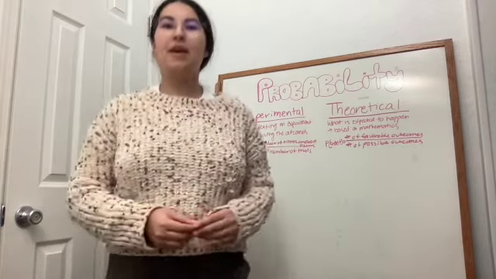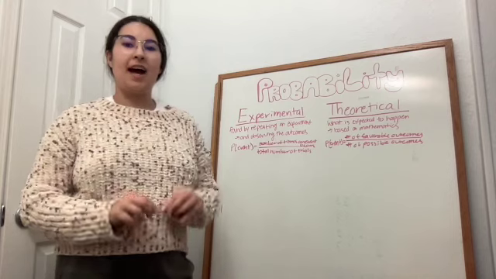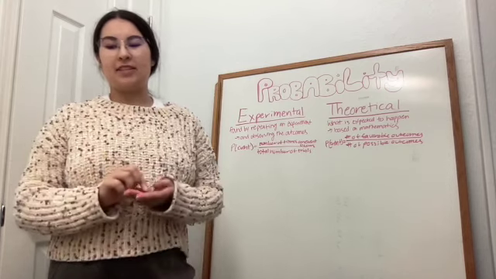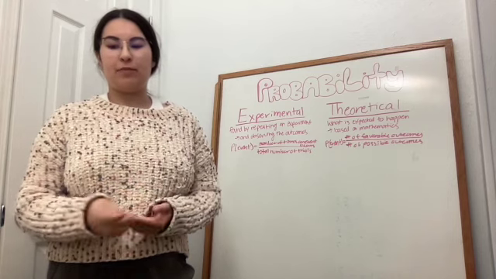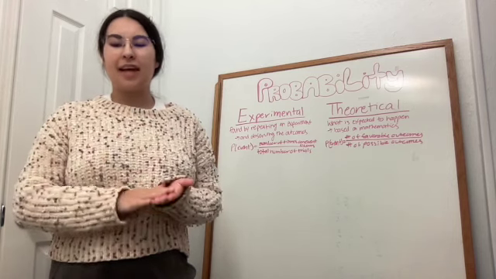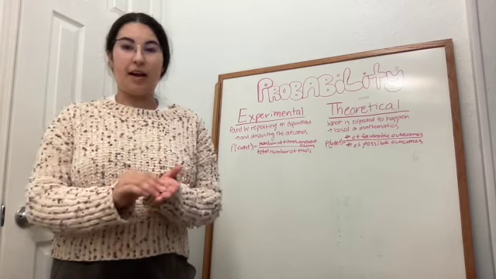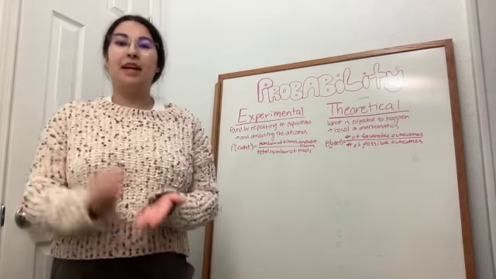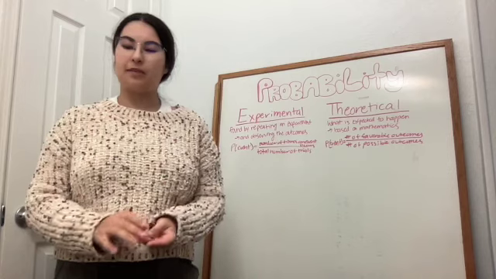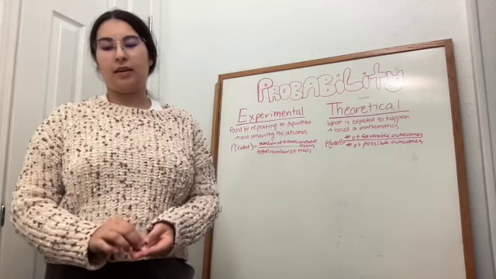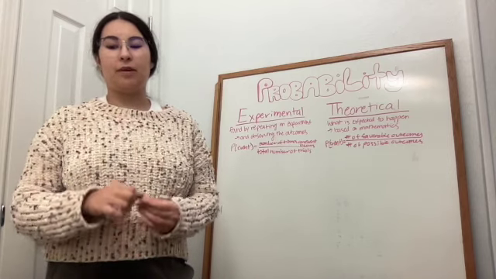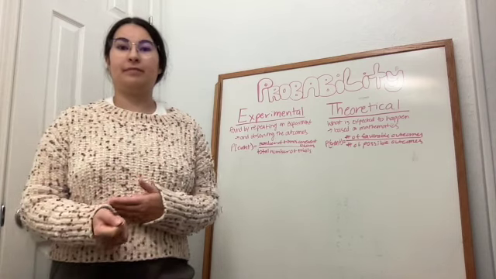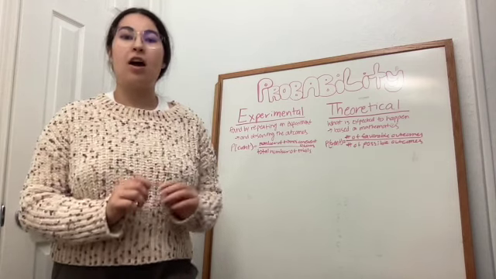So an example of experimental probability, I have a coin here, if you can see. So a great example is if we flip the coin 10 times, we land on heads 7 of the times, and we flip it and we land on tails 3 of the times. The probability that we landed on heads is 7 out of 10. Now go ahead and write that down on the board.